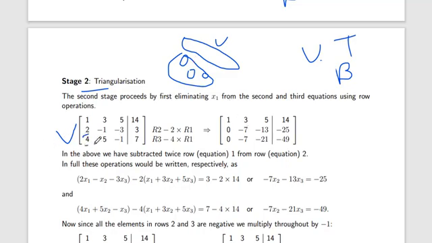3, 2, 4 and 5. We have to make these 0. So how do we make 2 into 0? If we multiply the first row by 2 and subtract it from the second row, we will get 0 as the answer, but the first row will remain the same. Try not to change the first row. Here we have only changed the second row.